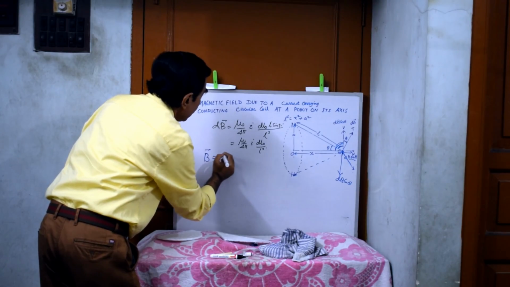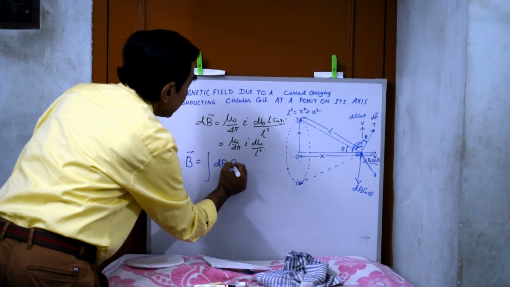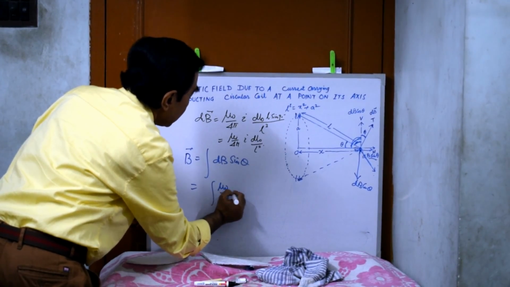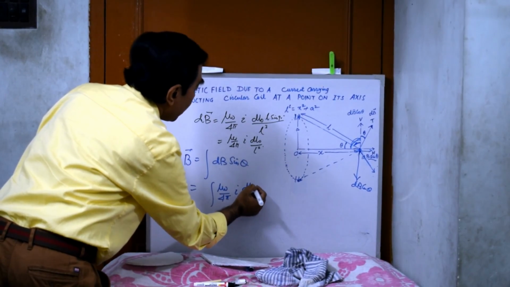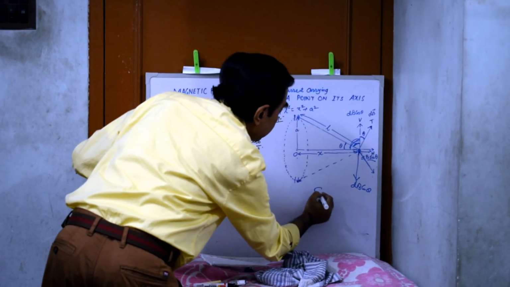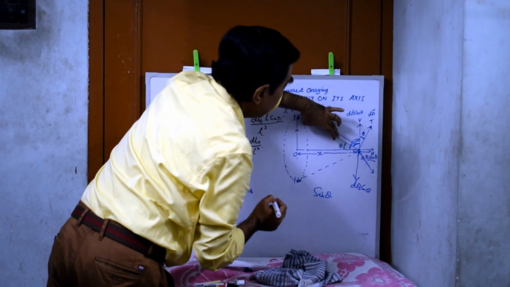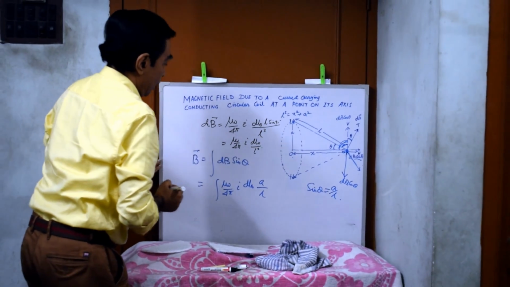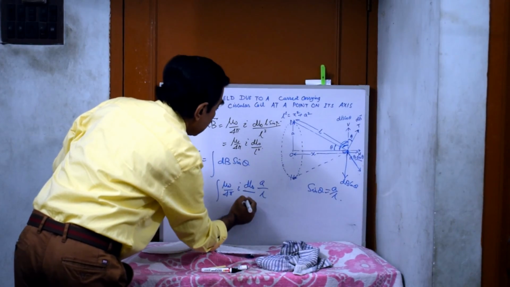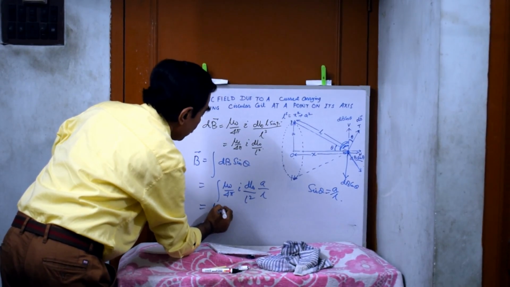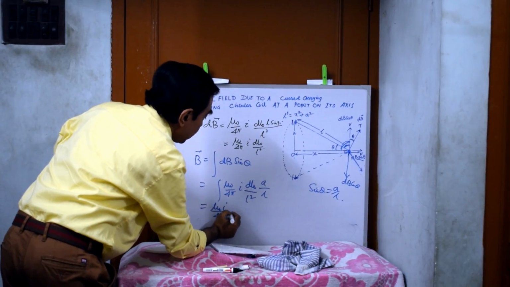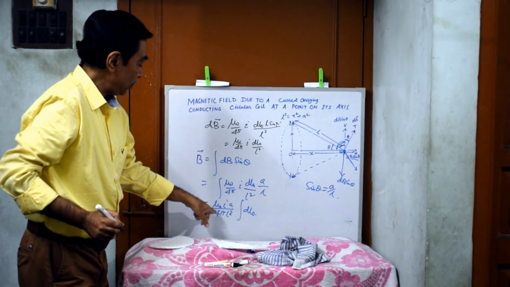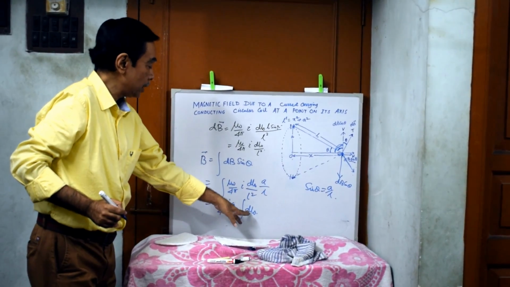So magnetic field B is equal to integration of dB sin theta. What is dB? mu 0 by 4 pi I dl0 by L square. Sin theta means perpendicular by hypotenuse, a by L. So we are left with mu 0 I a by 4 pi L cube times the integration of dl0. mu 0 I a by 4 pi L cube are all constants and dl0 is to be integrated.